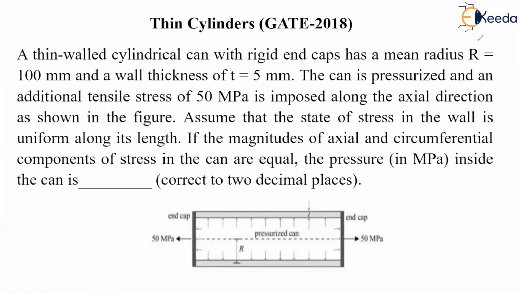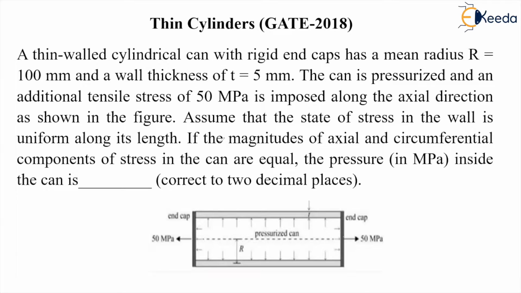A thin-walled cylindrical can with rigid end caps has a mean radius r equal to 100 mm and a wall thickness of 5 mm. The can is pressurized and an additional tensile stress of 50 MPa is imposed along the axial direction. Assume that the state of stress in the wall is uniform along the length. If the magnitude of axial and circumferential components of the stress in it is equal, then the pressure inside the can is? We have to find out the pressure.